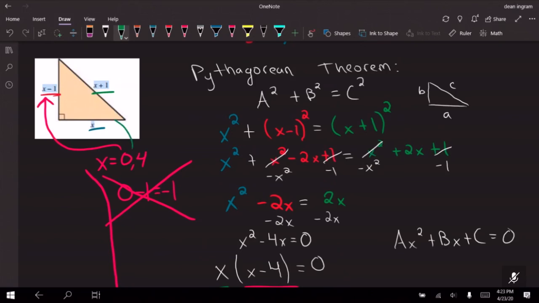Now we also want to check 4. So we plug 4 into x minus 1, and we get 4 minus 1 is equal to 3. So that is going to be a valid side length. So x is equal to 4 is going to be the only solution for this problem.